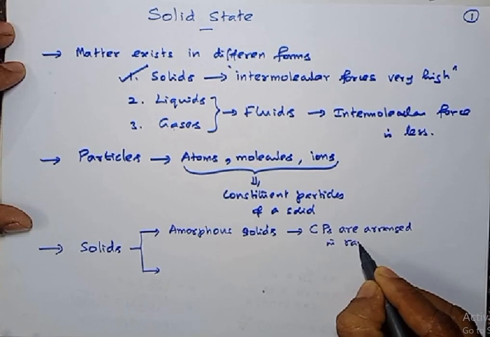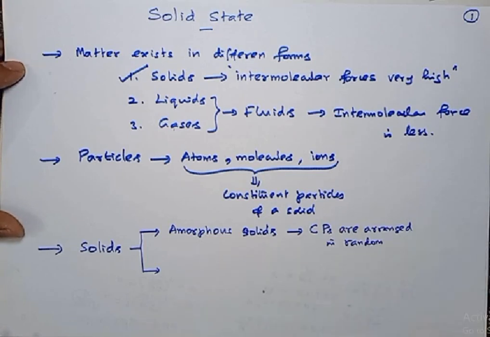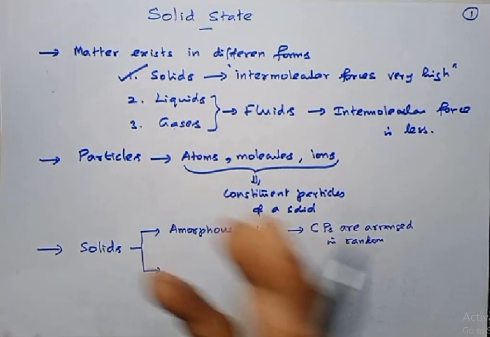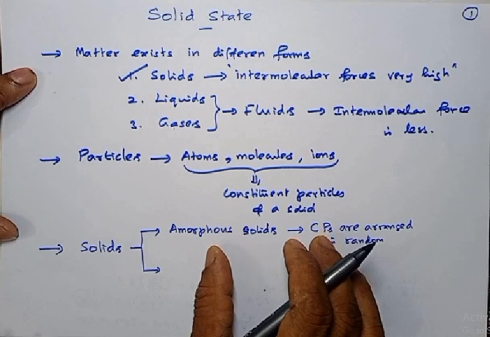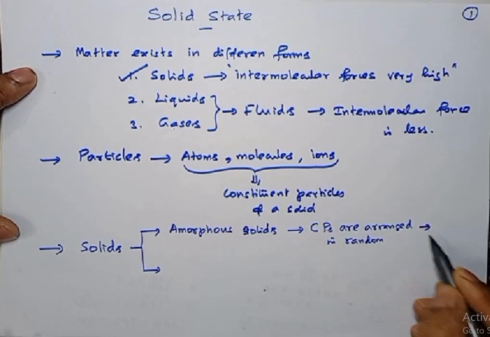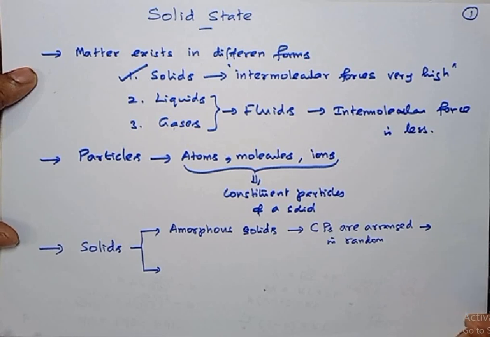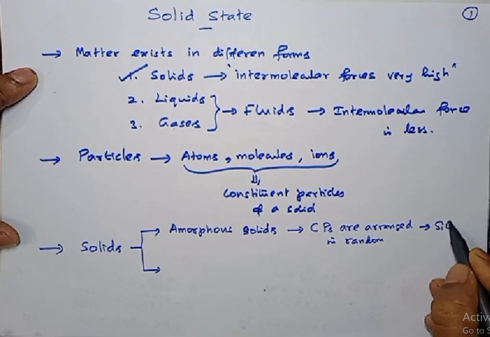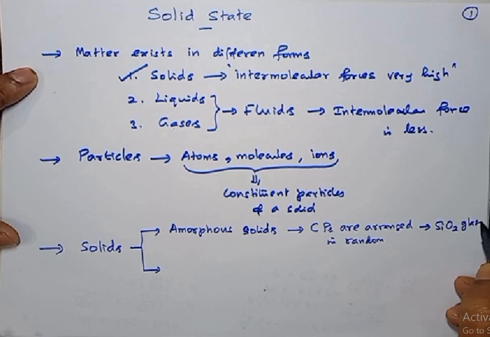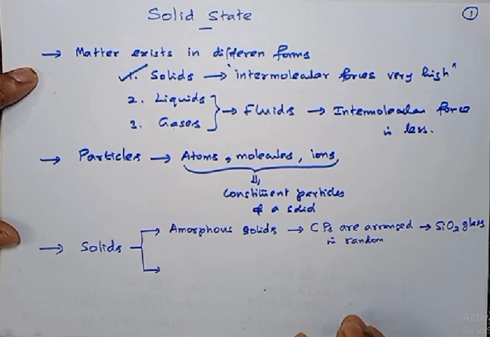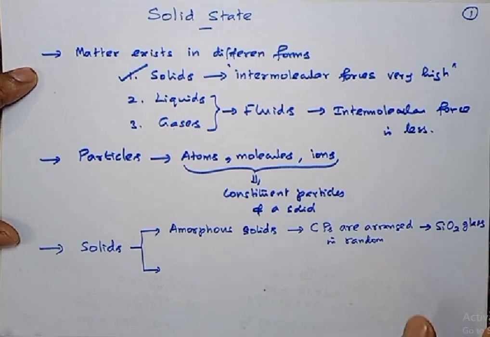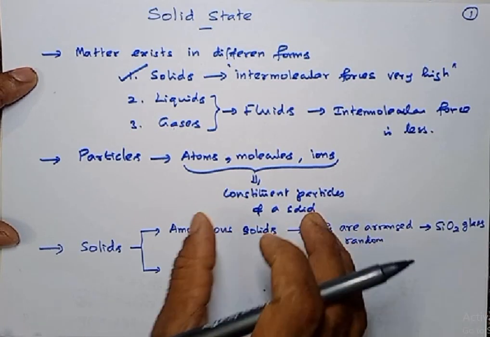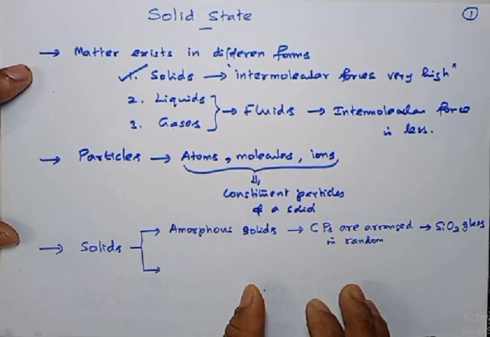In random, okay. There is no definite arrangement. They are arranged, they aggregate together in a random manner and exist as a solid, amorphous solids. There are plenty of examples available, but I like to give this example: silicon dioxide glass. Silicon dioxide glass is an example for amorphous solid. Apart from this, you have rubbers, plastics, many examples are there. So this is the information about amorphous solid.